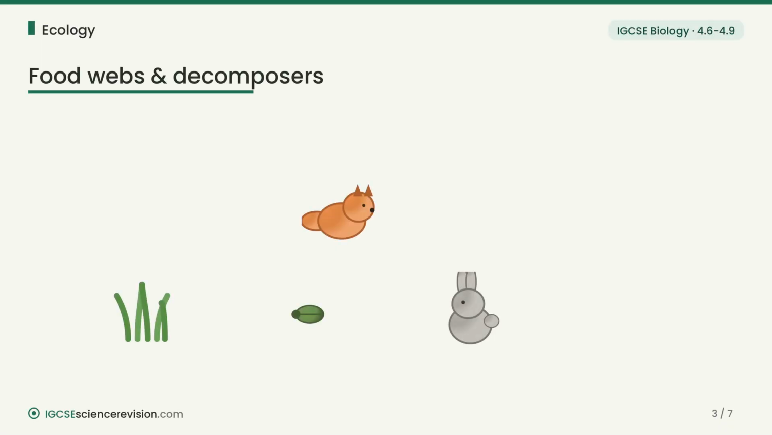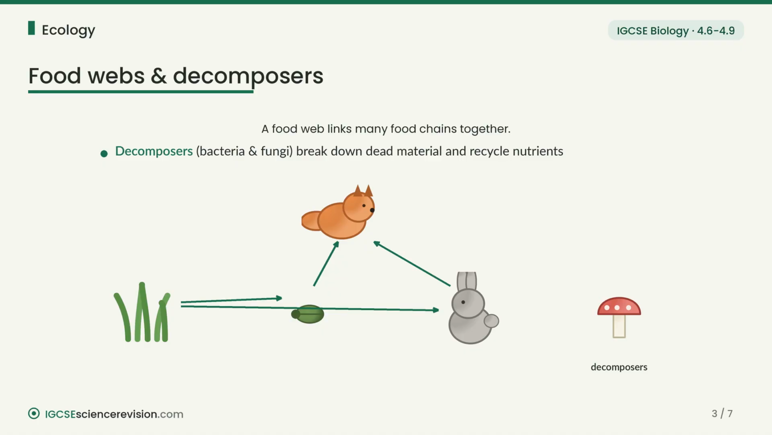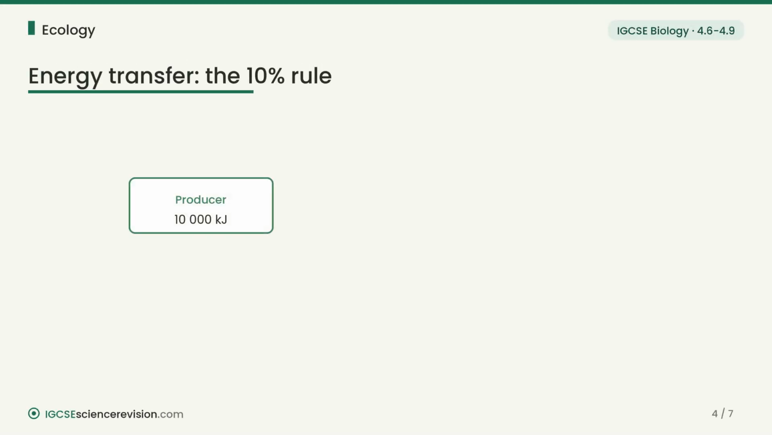In real life, most animals eat more than one thing, so food chains join up into a food web. Here the grass is eaten by both beetles and rabbits, and the fox eats both of them. A food web shows all these links together, giving a fuller picture of an ecosystem. And nothing is wasted. Decomposers, the bacteria and fungi, break down dead organisms and waste, recycling the nutrients back into the soil.